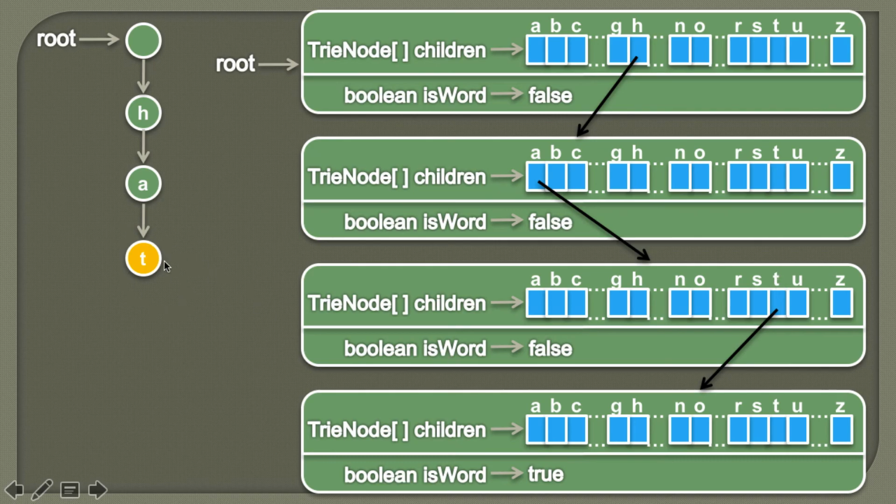Also friends, t is the end of the word, which is marked here in yellow. So what we do is we simply set the boolean value of is word to true, which signifies that we have completely inserted the word hat into this trie. So friends, in this tutorial we saw the implementation of a trie, that it is made up of trie nodes. Now let's go to Eclipse and implement a trie.